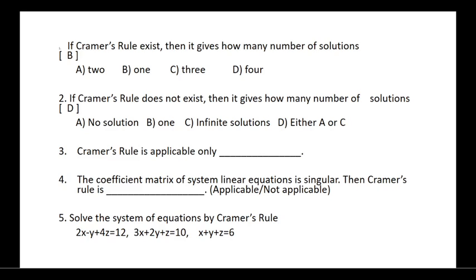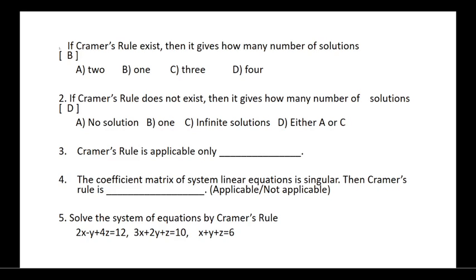Keep all variables on one side and constants on the other side. First you frame the system of equations like that. After framing the system of equations, with variables on one side and constants on the other, you write the system of equations in the form AX equals B, the matrix notation form.